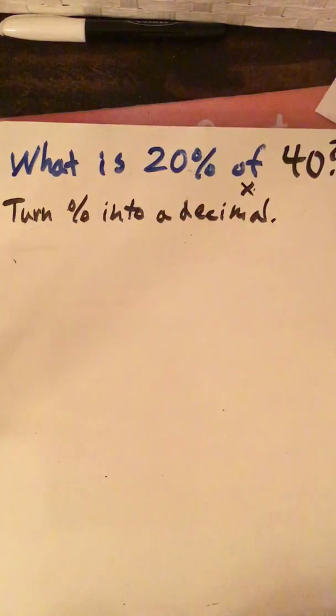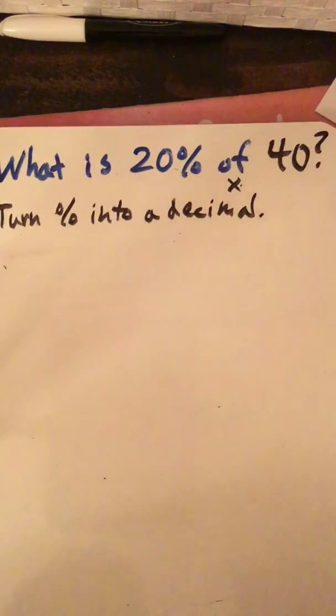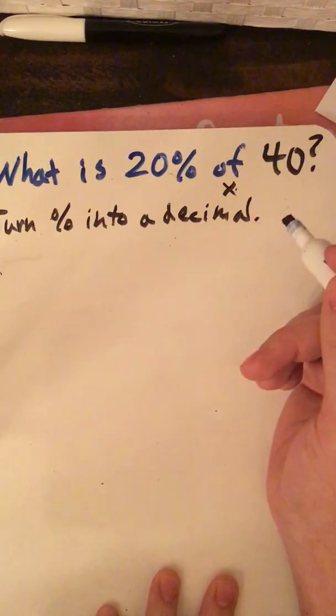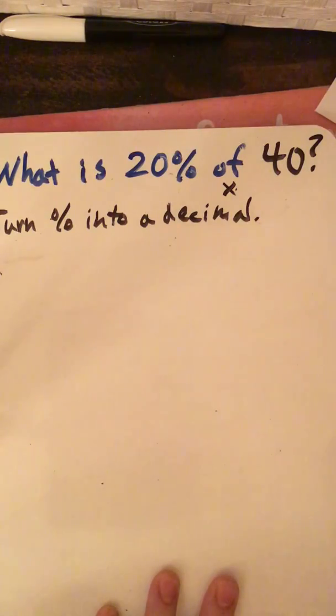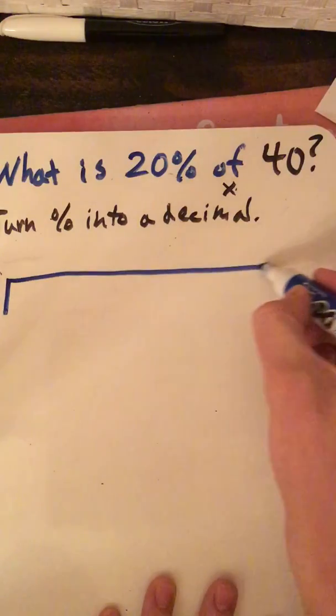Okay, so this is another method, and it's called a bar method or a strip diagram for percents. There's different names for it, but the main thing is that we're using a visual to figure this out. 20% of 40. We already know that from our other videos, but let's look at a picture version of this. And so what you would typically do is draw a bar.